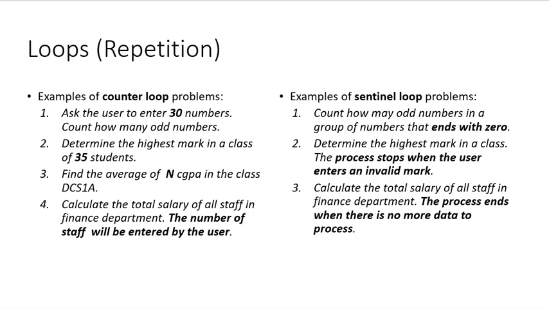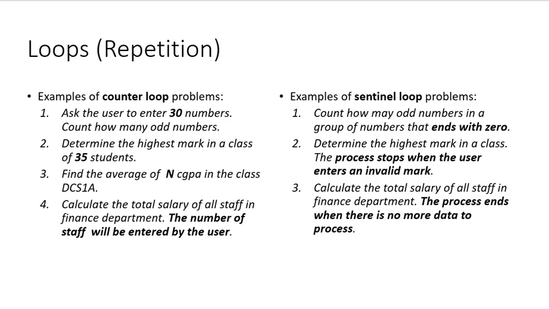So, let's see the first one. Counter loop. The first one, ask the user to enter 30 numbers. Count how many odd numbers. Contohnya kita nak user masukkan 30 nombor. Memang kita dah fix. Hanya 30 nombor sahaja satu user boleh masukkan. And then kita nak tahu berapa banyak nombor ganjil yang dimasukkan.